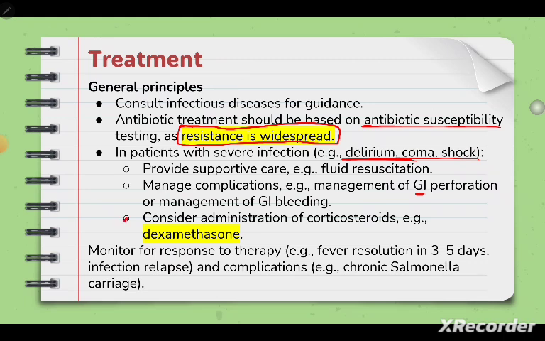And this point is important. We can administer corticosteroids such as dexamethasone. So in severe cases, beside of course antibiotics, we can give dexamethasone as an anti-inflammatory medication. And we should monitor response to therapy. Fever is a very important guide for us. Fever resolution in 3 to 5 days, or there is relapse and also complications. We should monitor patients for complications such as chronic Salmonella carrier.